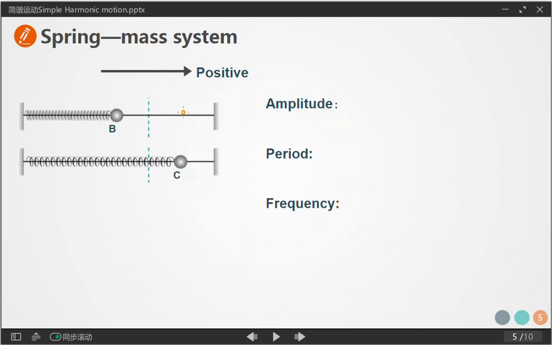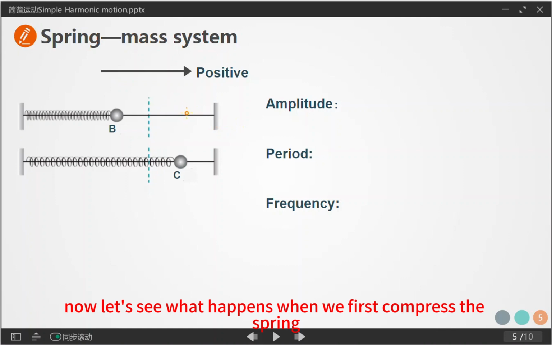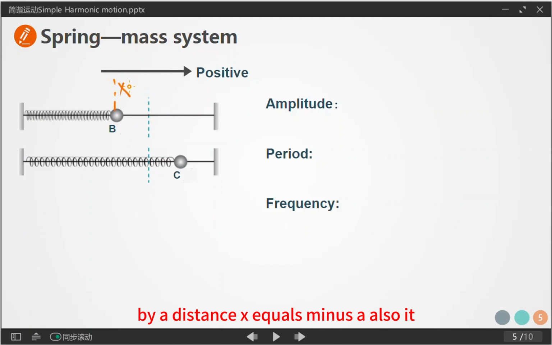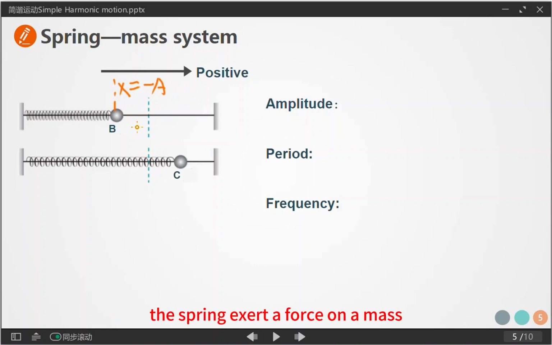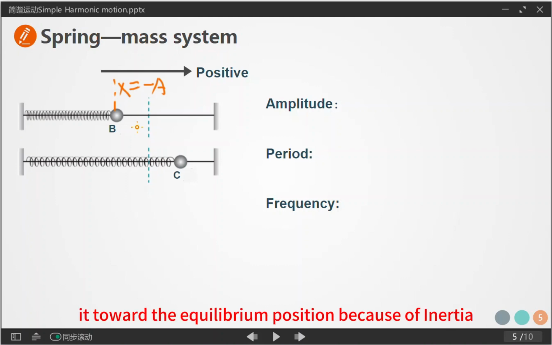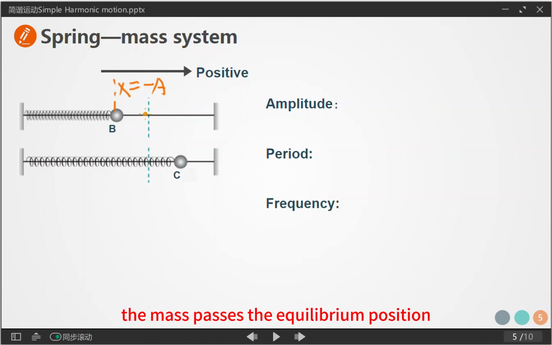Okay, now let's see what happens when we first compress the spring by a distance x equals minus a, compared to the equilibrium position as shown in position B, and then release the mass on a frictionless surface. The spring exerts a force on the mass, accelerating it toward the equilibrium position. Because of inertia, the mass passes the equilibrium position with a high speed.